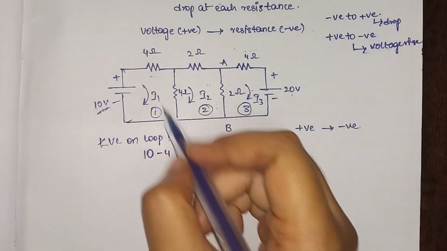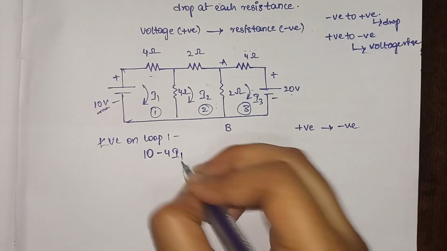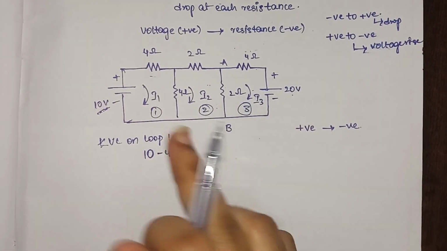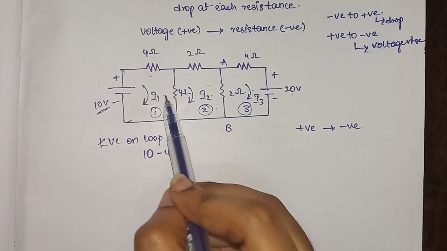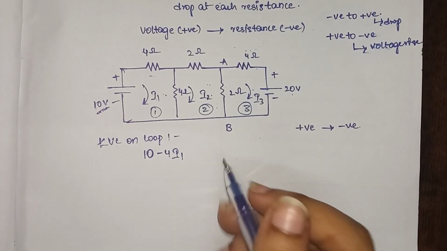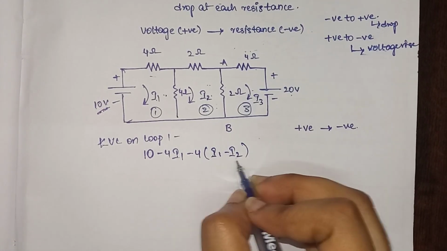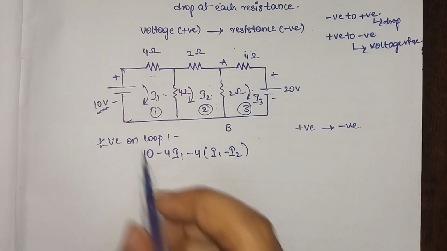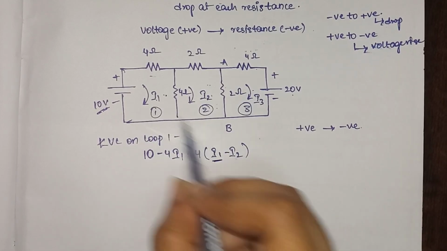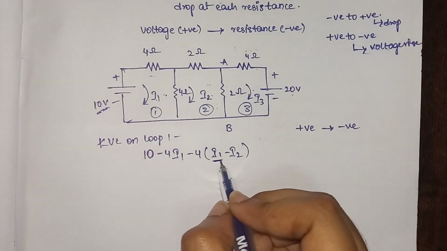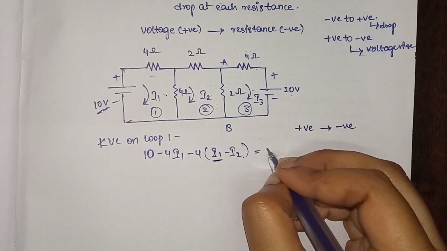So on loop 1, we write 10 minus 4 into I1. Done. And this 4 ohms is being shared by I1 and I2. So this 4 ohms belongs to I1 and also to I2. So how will you write this? -4 into I1 minus I2. Why can't we write it as I2 minus I1? Whichever loop we are considering, we write that current first. So we are considering loop 1, and in loop 1 we have current I1, so we will take it as I1 minus I2. Clear? Now this will be equal to 0.